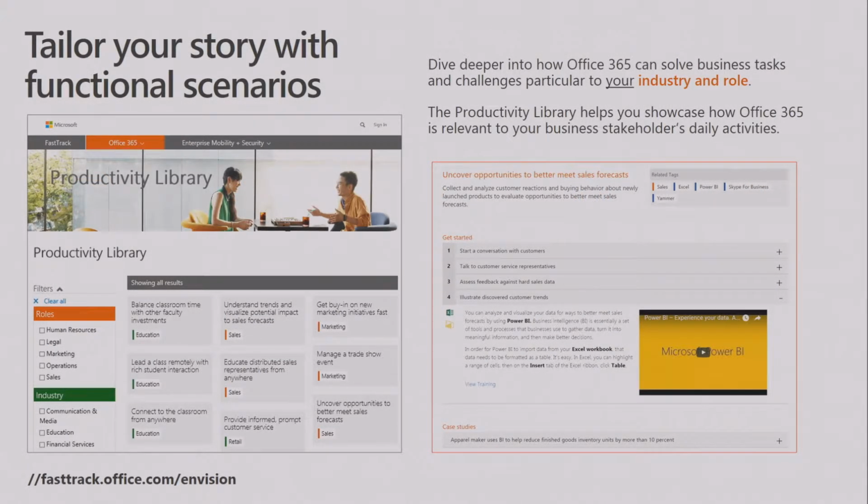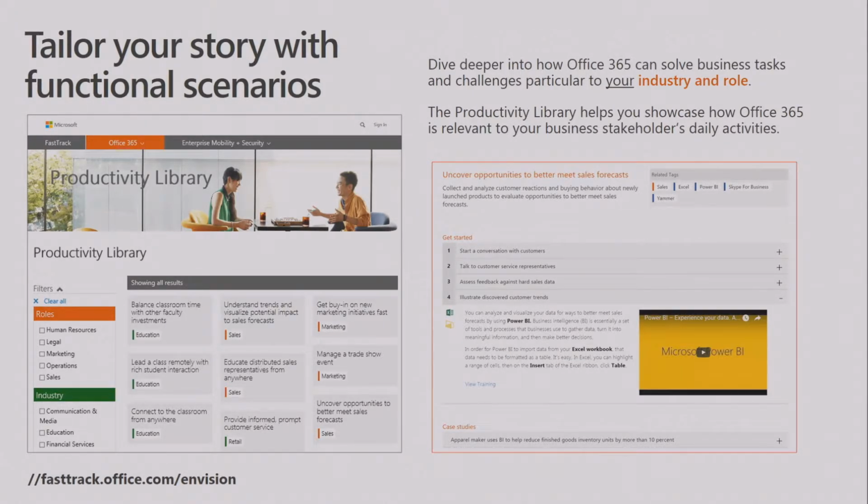And then a fairly recent addition to what we have online is what we call the productivity library. So again, when you break down that vision into actual scenarios and business problems, these become oftentimes either function specific, so something the legal department needs to go figure out versus the HR department, or there's an industry pivot. I'm a healthcare organization. My challenges are different than a manufacturing organization or a financial services organization.